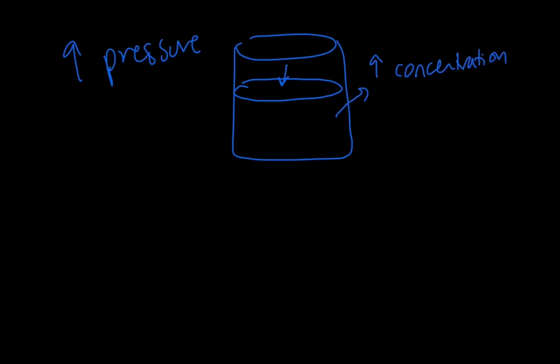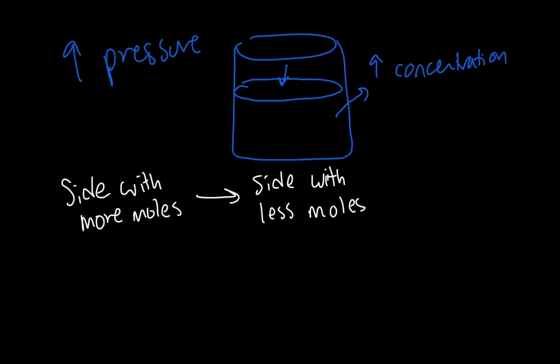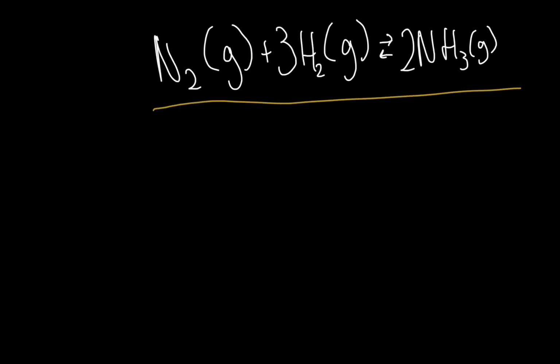This is adding more stress, and it's going to result in the equilibrium shifting to the side with the lower total number of moles in order to reduce the number of moles in the container. So the side with more moles is going to shift to the side with less moles. And once there's a shift to the side with the lower total number of moles, the reactants have more space and relieve that stress. For example, let's take ammonia.